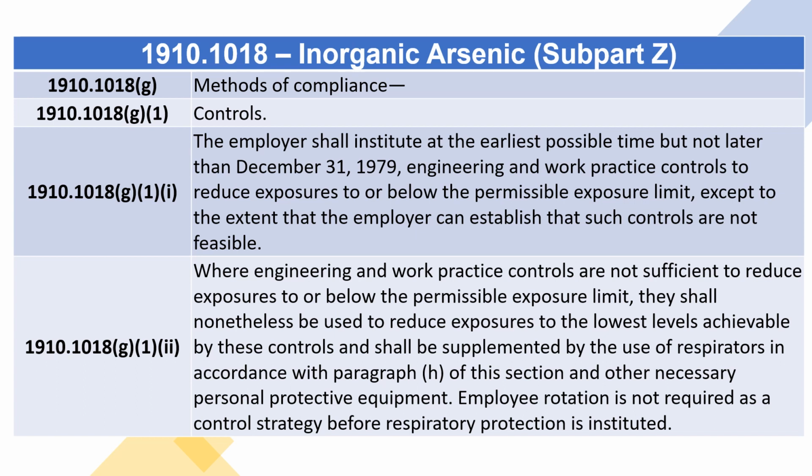1910.1018 G1 2. Where engineering and work practice controls are not sufficient to reduce exposures to or below the permissible exposure limit, they shall nonetheless be used to reduce exposures to the lowest levels achievable by these controls and shall be supplemented by the use of respirators in accordance with paragraph H of this section and other necessary personal protective equipment. Employee rotation is not required as a control strategy before respiratory protection is instituted.